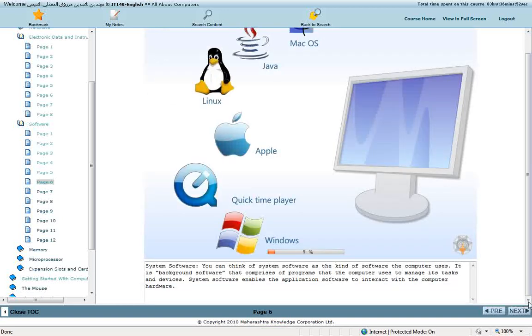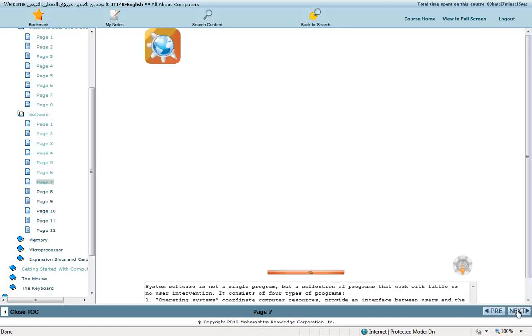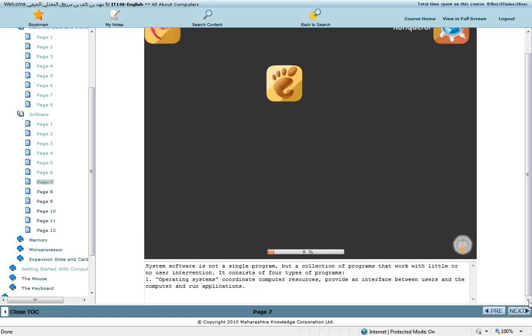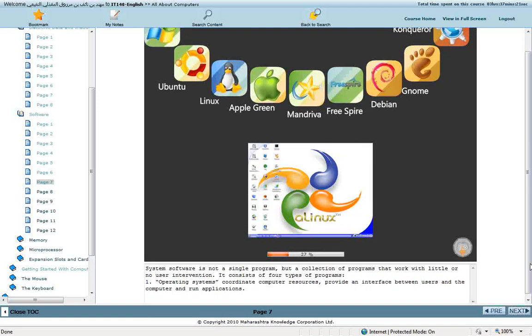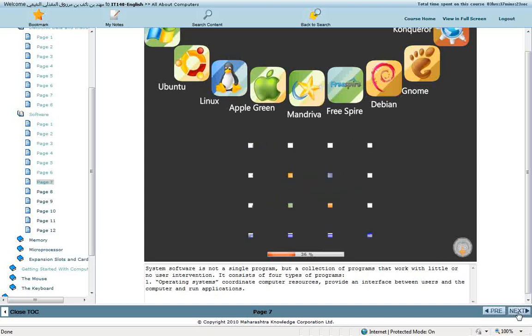System software. You can think of system software as the kind of software the computer uses. It is background software that comprises programs that the computer uses to manage its tasks and devices. System software enables the application software to interact with the computer hardware. System software is not a single program, but a collection of programs that work with little or no user intervention.